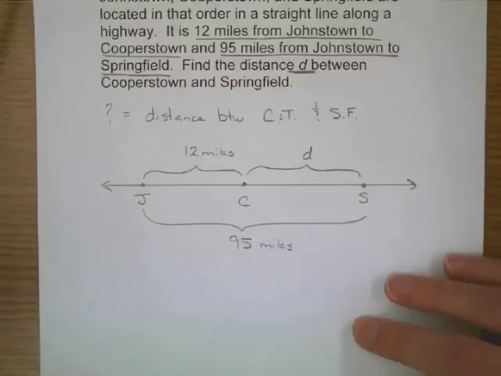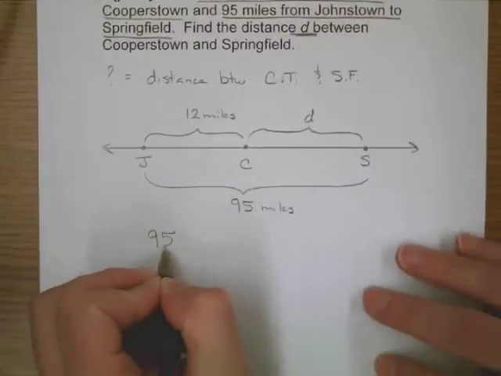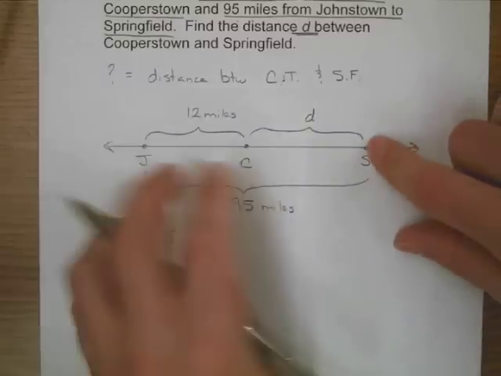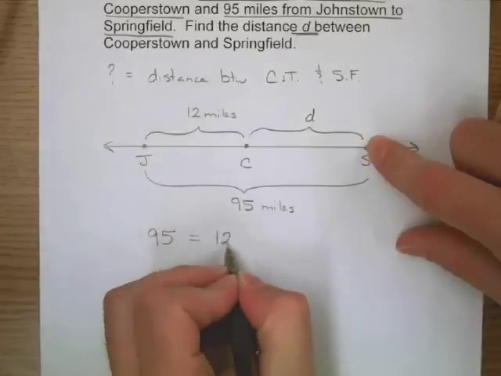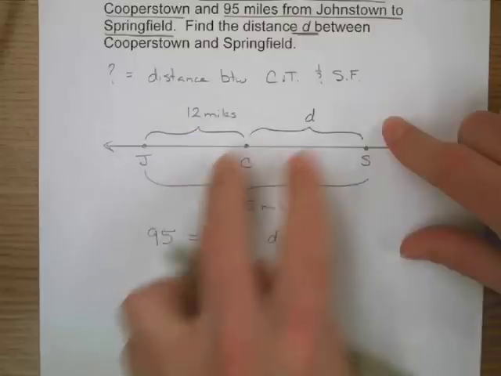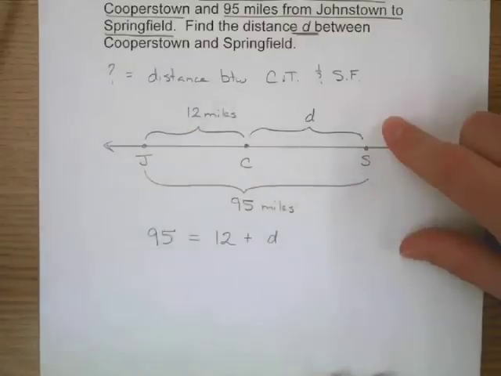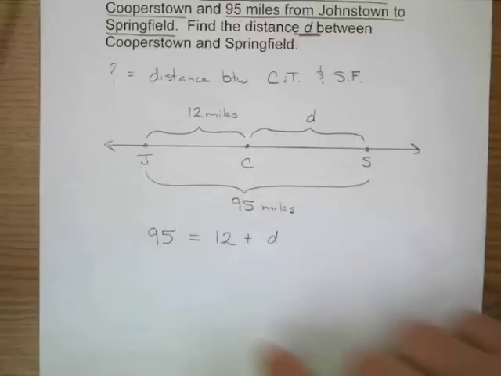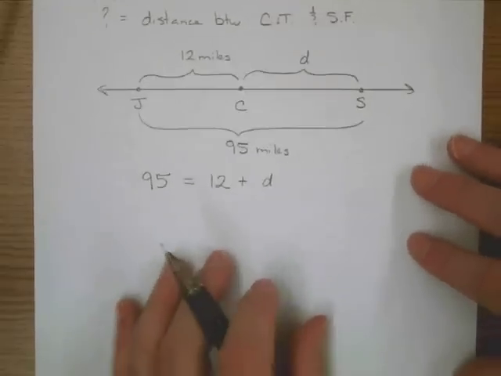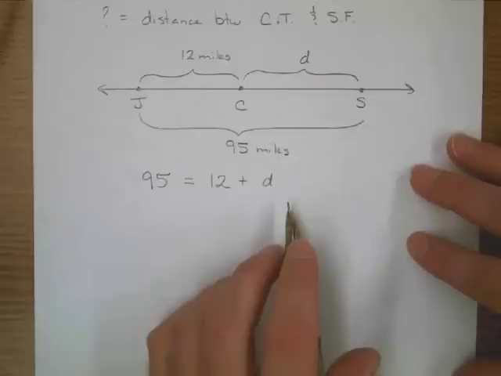So let's take a look at this. Well, I know that if it's 95 miles, that's going to be this entire distance between here and here. I know that this distance is 12 miles. I know that this distance is d, and that together makes up this whole distance. So I'm going to add those two things. So it's 12 miles plus some distance, d, is going to give me 95 miles. So now I have my equation, and I can use this equation to help figure out what d is.